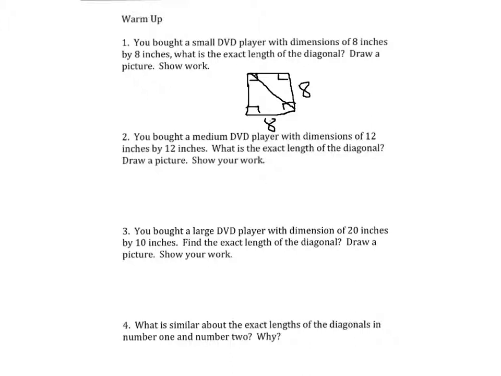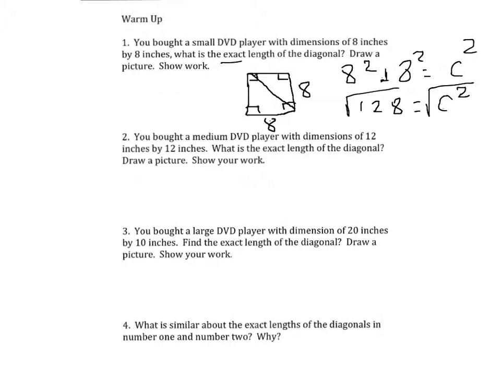If they went through the Pythagorean theorem, they could have found that 8 squared plus 8 squared equals c squared. When squaring both of those, 64 plus 64 is 128. So 128 equals c squared, and you take the square root. I said to find the exact length in this one, so they have to leave it in radical form.